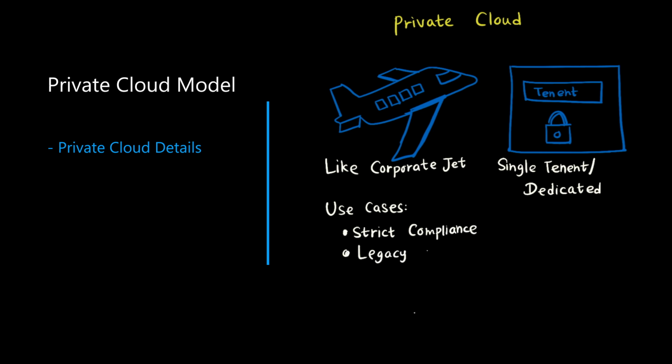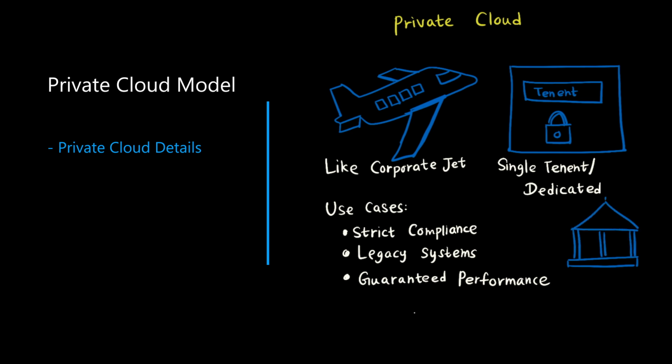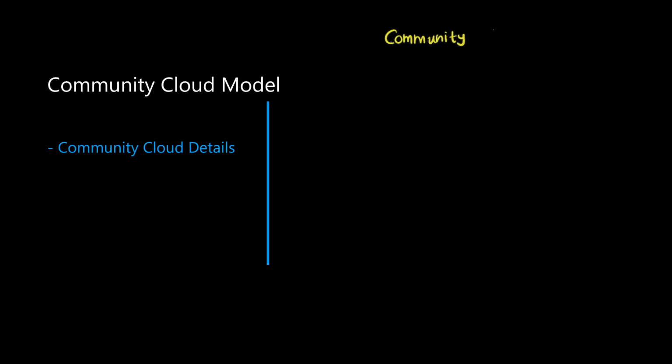Organizations choose private clouds when they have strict regulatory compliance requirements, need to maintain legacy systems that can't easily move to public clouds, or require guaranteed performance levels that shared infrastructure can't provide. For example, a government intelligence agency might operate a private cloud to maintain complete control over classified data and ensure it never resides on infrastructure shared with other entities.